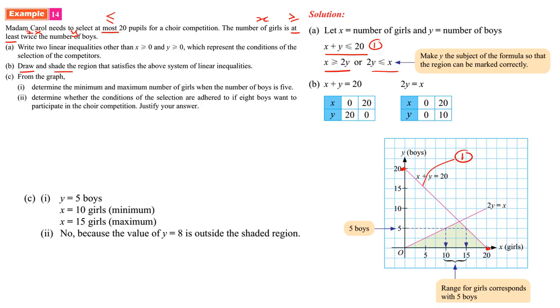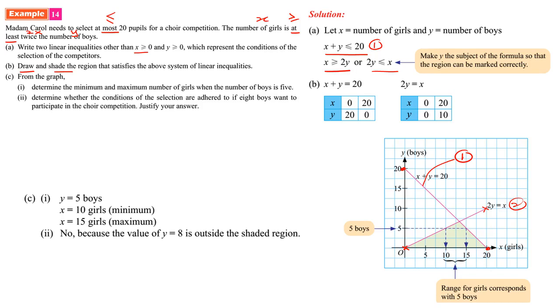And then we draw the second line. 2y less than or equal to x. We convert to linear equations. 2y equals x and construct the table. We get 2 points, 0, 0 and 20, 10, and we join the points using a solid line. Okay, this is the second line.